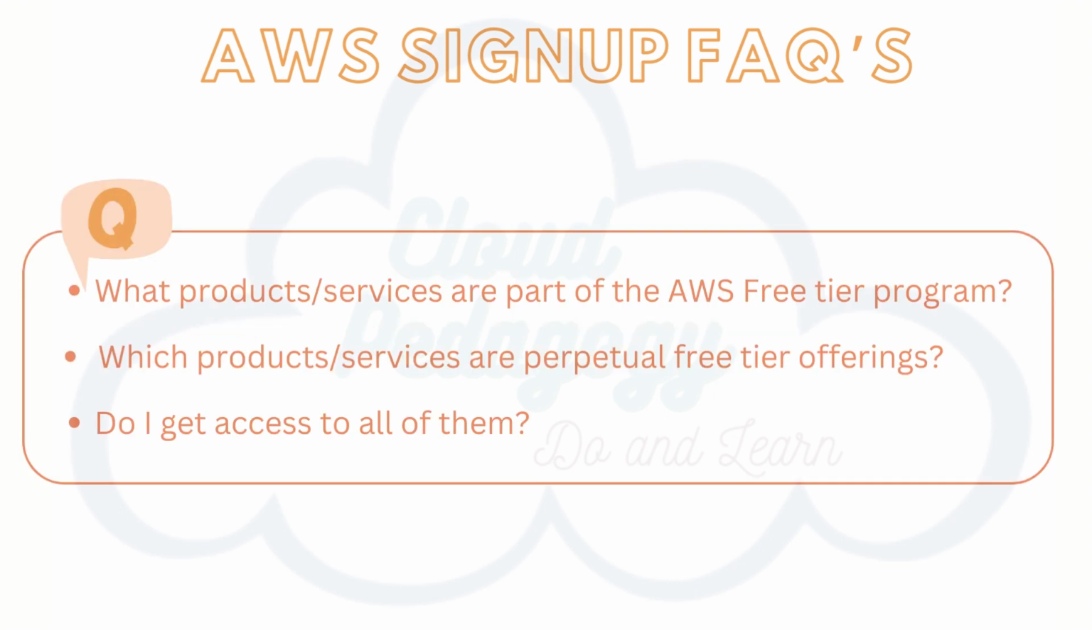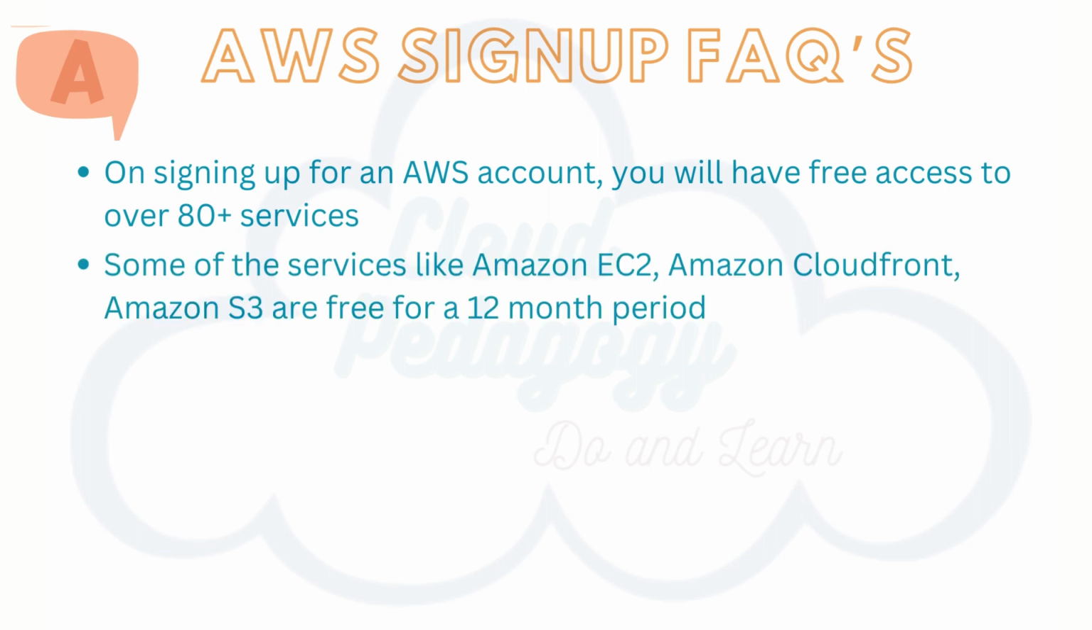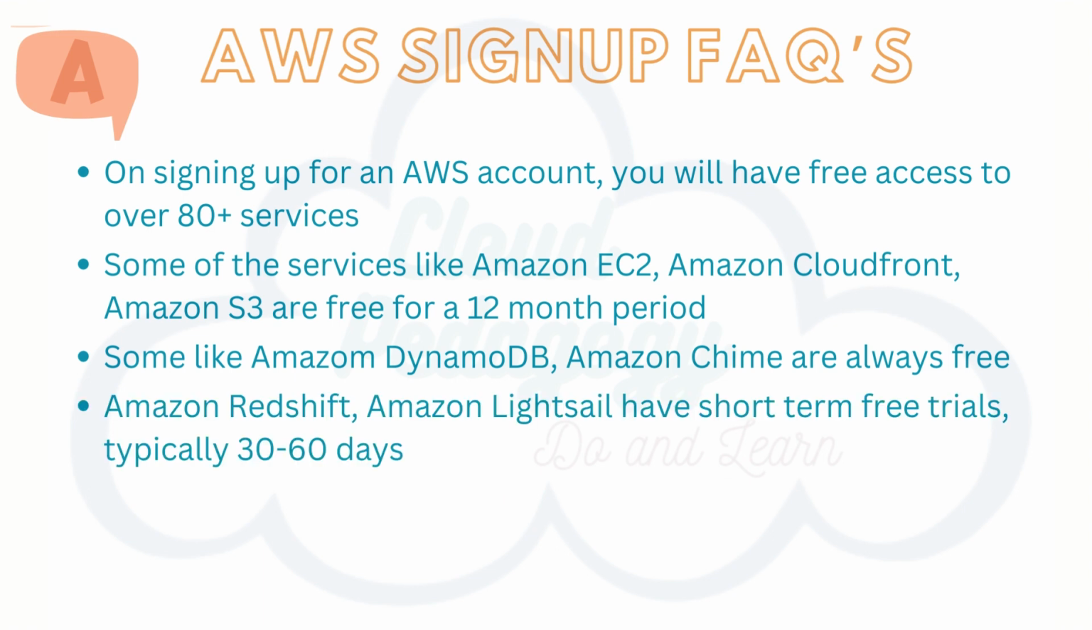Next, what products or services are part of the AWS free tier program? Which products or services are perpetual free tier offerings? So, do I get access to all of them? Basically, signing up for an AWS account, you will have free access to 80 plus services. Some of the services like Amazon EC2, Amazon CloudFront, Amazon S3 are free for a 12-month period. Some like Amazon DynamoDB, Amazon Chime are always free. And others like Amazon Redshift, Amazon Lightsail have short-term free trials, typically like 30 to 60 days.